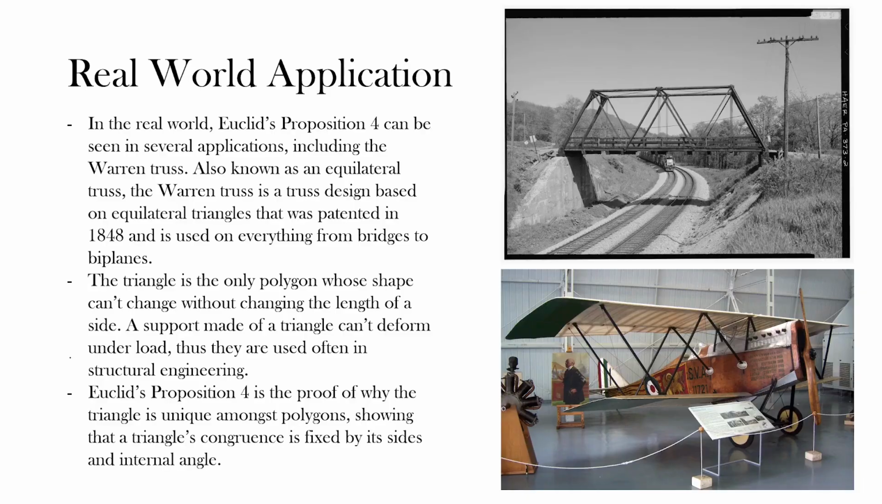Now, Euclid's proposition 4 is proof of why the triangle is unique amongst polygons, showing that a triangle's congruence is fixed by its sides and an internal angle. If these triangles on this bridge here weren't equal and could collapse, then the whole bridge would fail the second it's put under load.